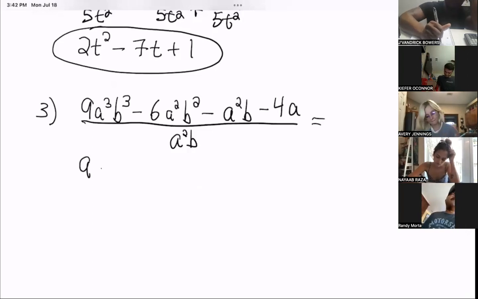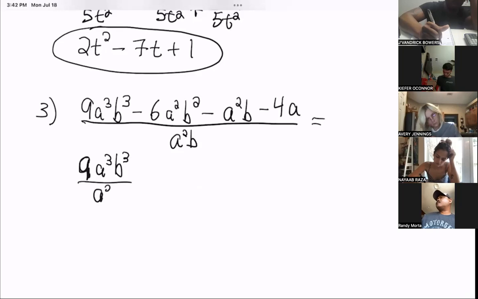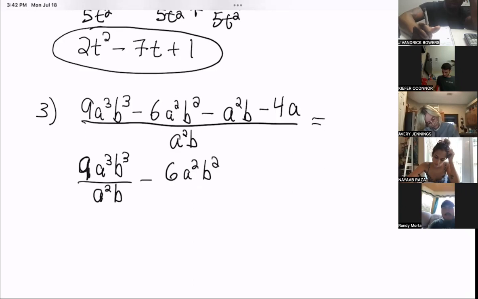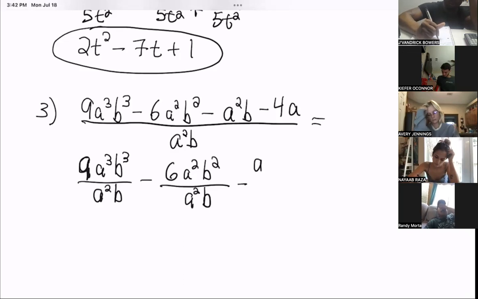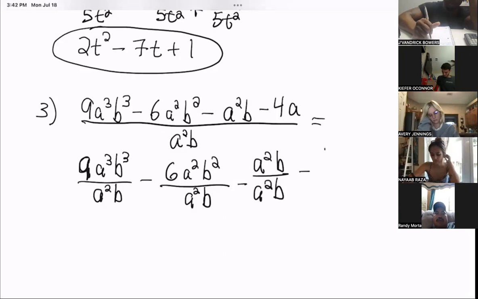So we have 9a cubed b cubed divided by a squared b, minus. Now notice how I line them up. I put the a's on top of the a's and the b's on top of the b's. That's also a really good way to do these problems, to keep it nice and organized. So I take the second term and divide it by a squared b, and I take the third term and divide it by a squared b, and I take the fourth term and divide it by a squared b. Okay, one term at a time.